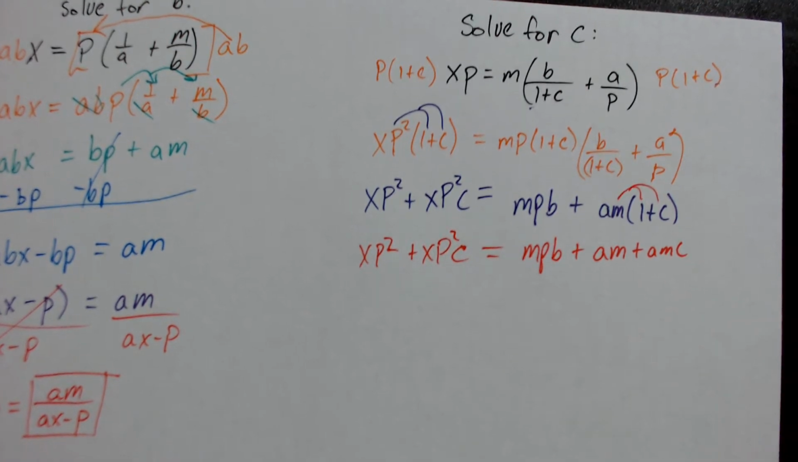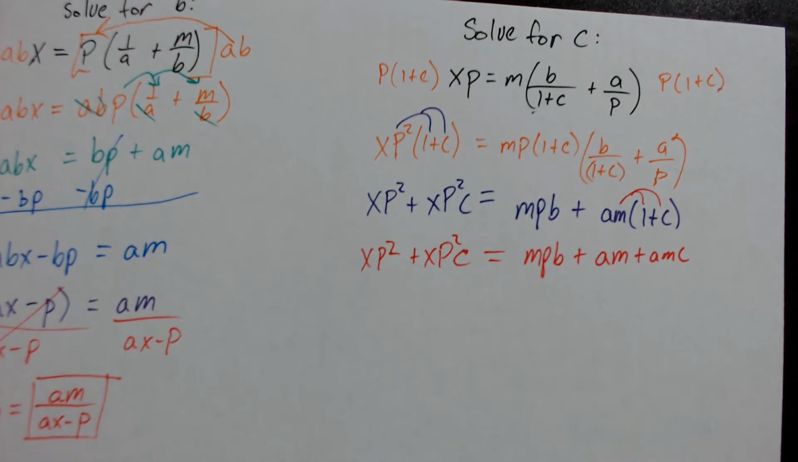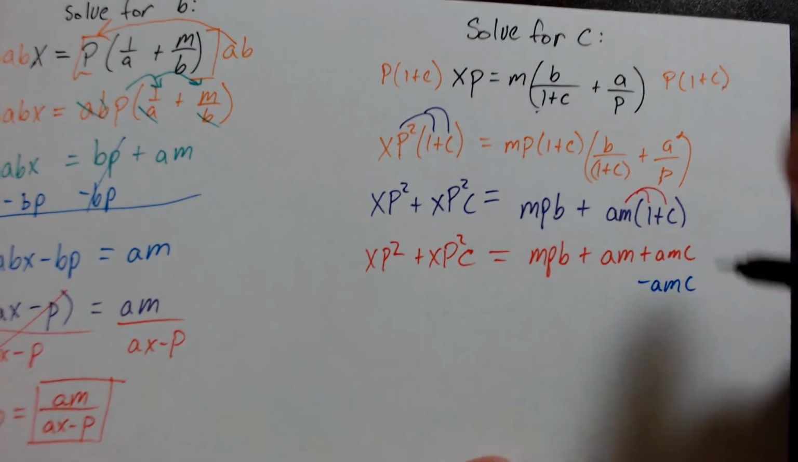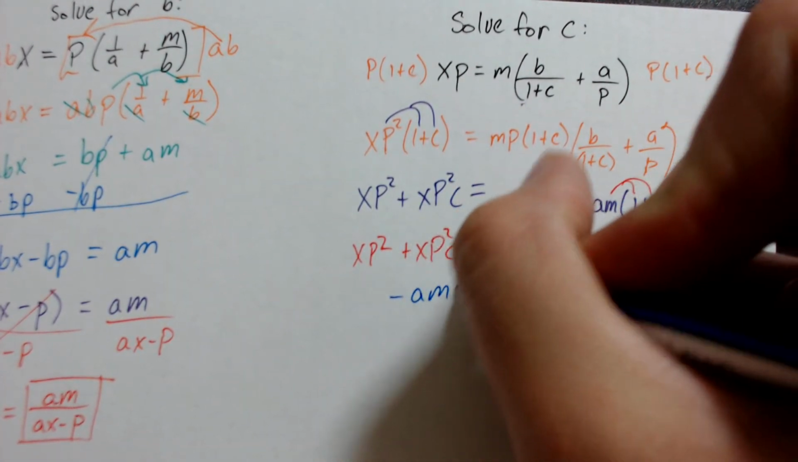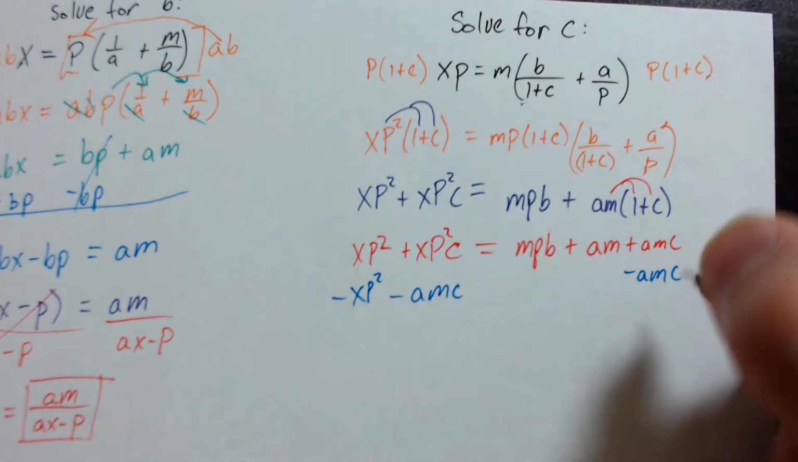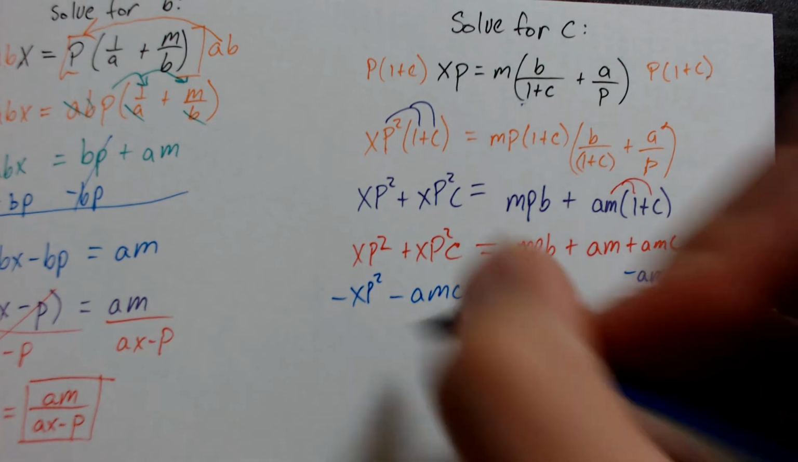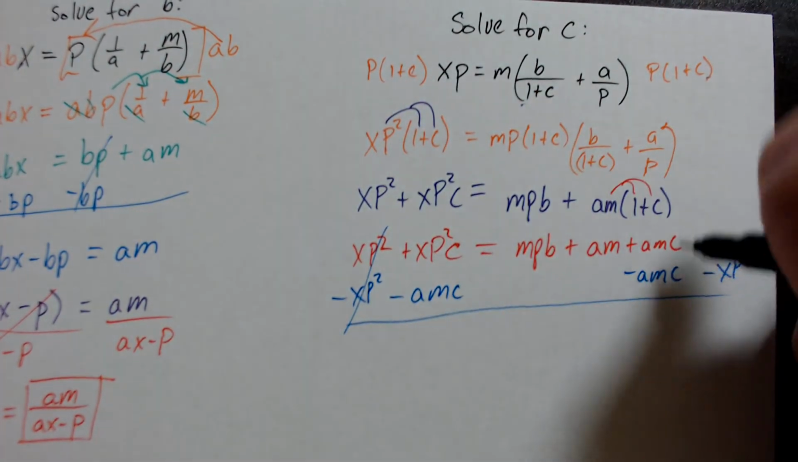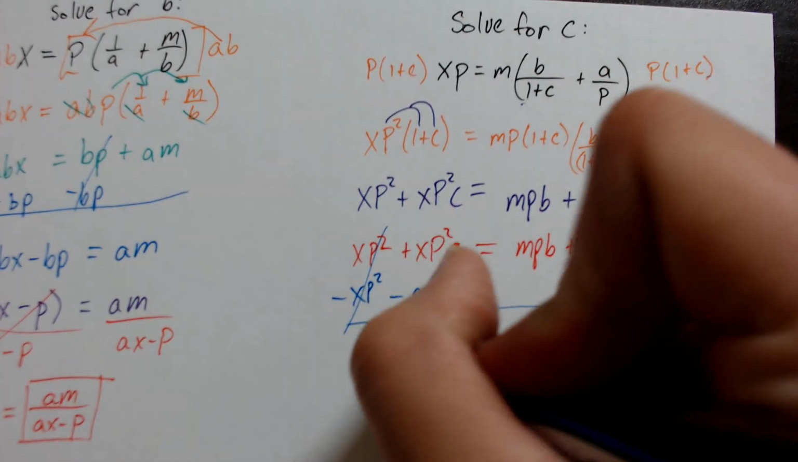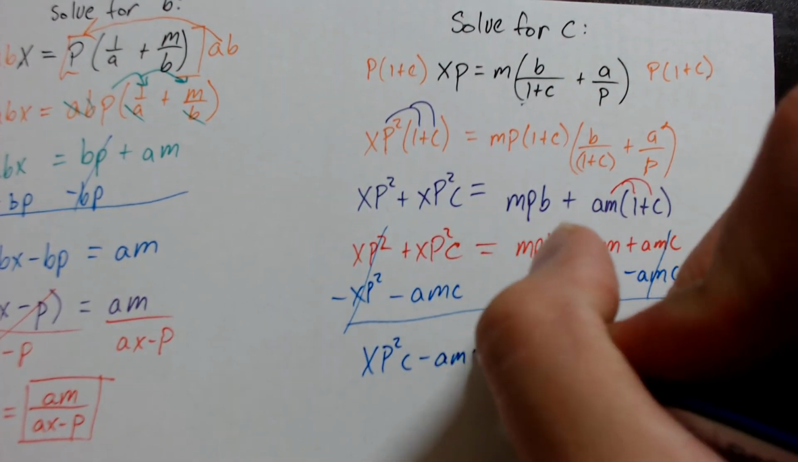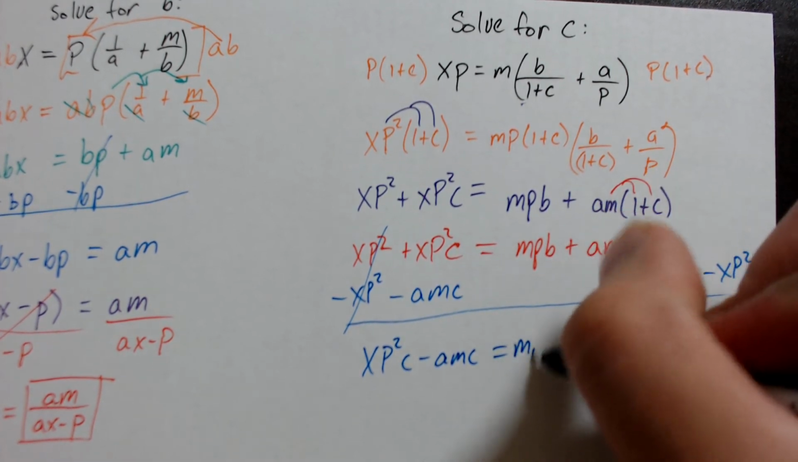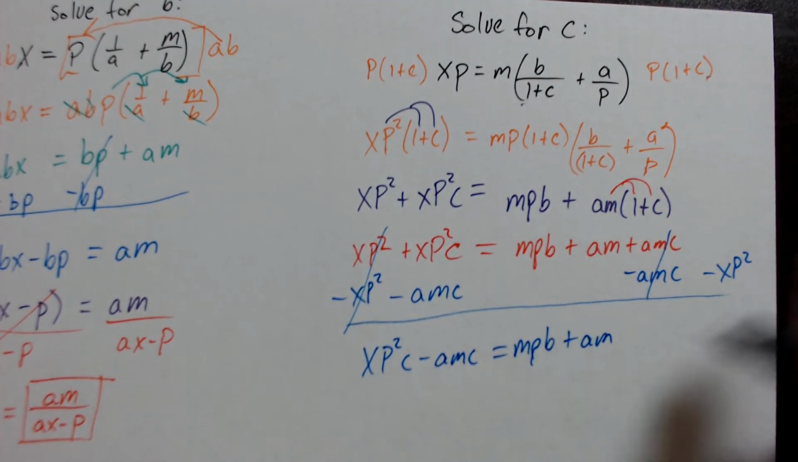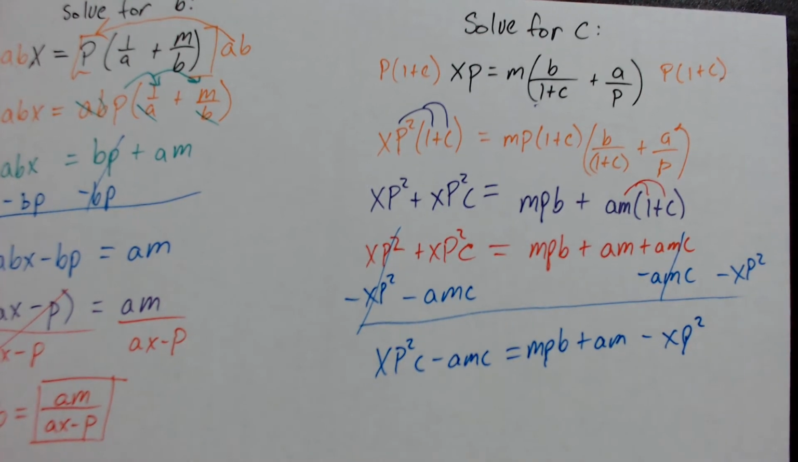Whew. Okay, now I need to get all the c's off to one side. So I can move this one and the xp squared, so I'll do that. Let's go to blue. We'll subtract amc from each side, and then we'll also subtract xp squared from each side. So this is going to cancel, that's going to cancel. This is just going to become xp squared c minus amc. This side is going to become mpb plus am minus xp squared.